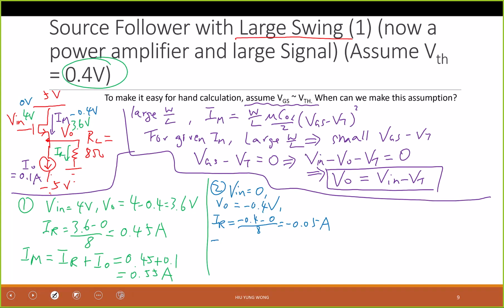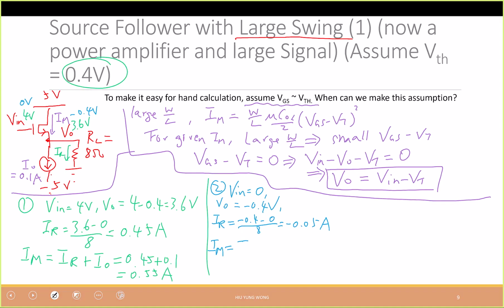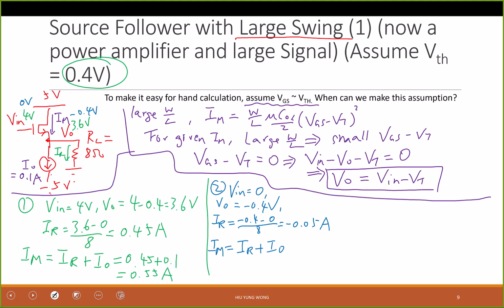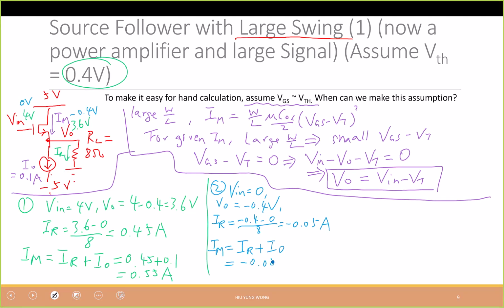But now what is IM? Well, you can continue to use the KCL. Just be careful of the direction. I still think that IR is going down. So this is negative 0.05 ampere plus 0.1 ampere, which is 0.05 ampere. It's just saying that because you're supplying current from the resistor to this load, I don't need to supply so much here. I only need to supply 0.05. So IM is pretty small now, but it is still on.